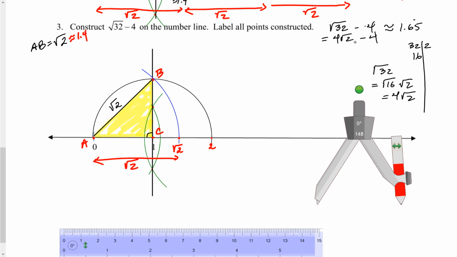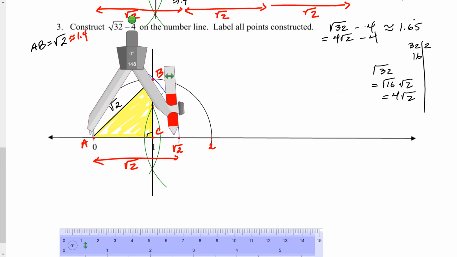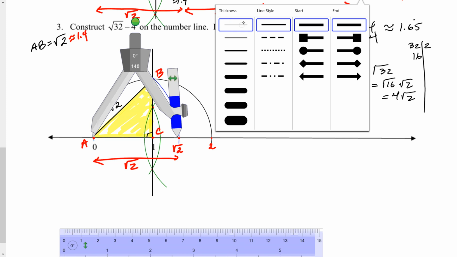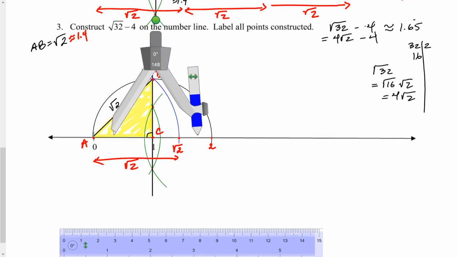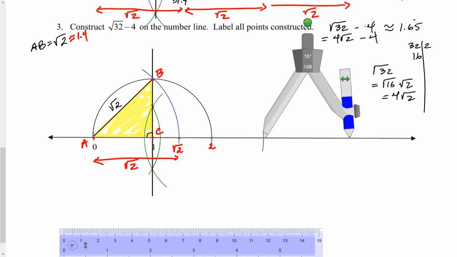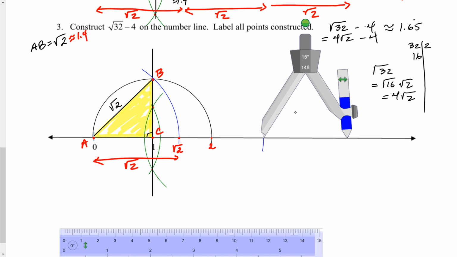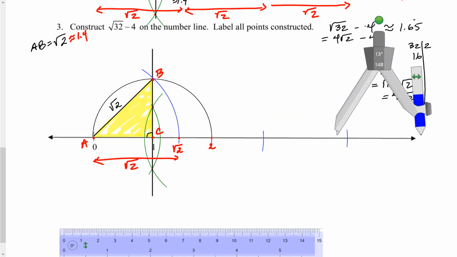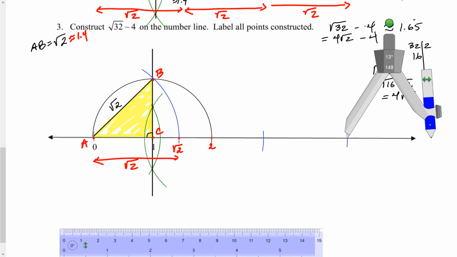Now I need to get 4 root 2. Well, that's easy to get. So from 0 to root 2 is root 2. Let's see here. Okay, so what you're going to do is shift it over to root 2 and repeat it. Okay, so that's 2 root 2. There's 3 root 2 right here. Okay, and there's 4 root 2.